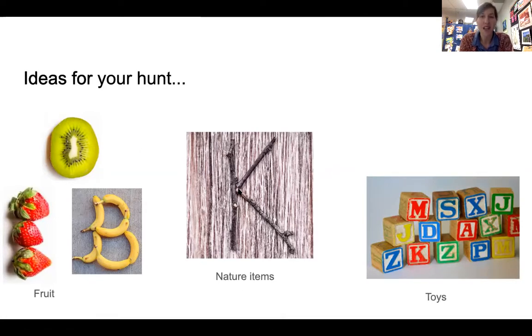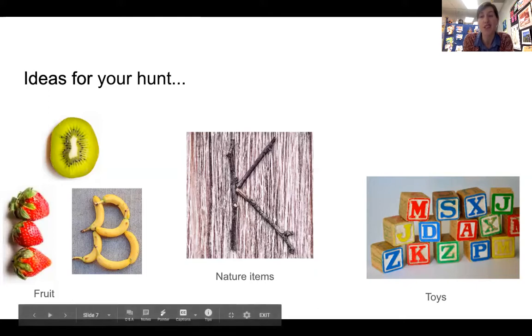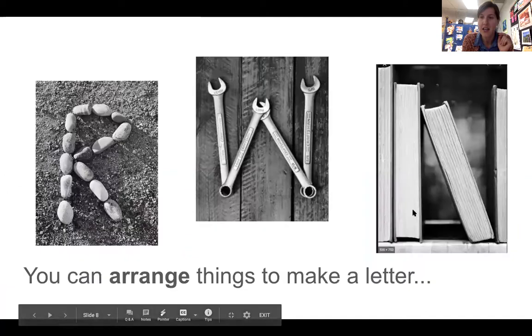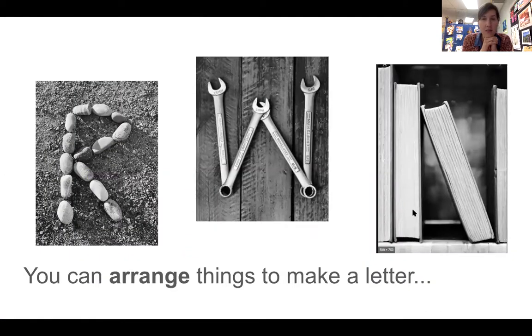You could try to find some nature items as well. This is just some simple plain old sticks for you guys who want to take it back to basics. You can also play with your toys, but this time in a different way. Maybe you can even find some toys that have some letters on them. Ooh, sneaky cheating, I like it. You can arrange things to make a letter too. So maybe you can't find a rock that's the shape of a letter R on its own, but if you arrange all the rocks together, there you got your R, or a W out of wrenches. Can you tell what this last letter is? I'll give you a second.